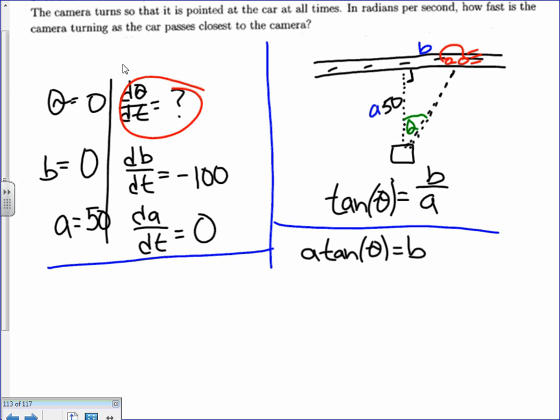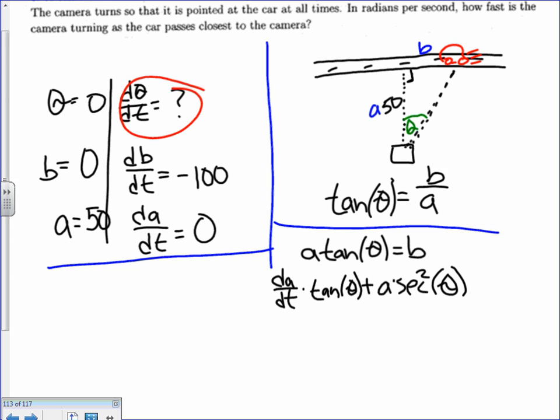Tangent of theta is another function with a function in it. I'm going to use my product rule here. So I've got dA dt times tangent of theta plus, and now A, the original first one, times, now tangent of theta, I've got to take the derivative of the outside. The derivative of tangent is secant squared. Plug in the inside, theta.